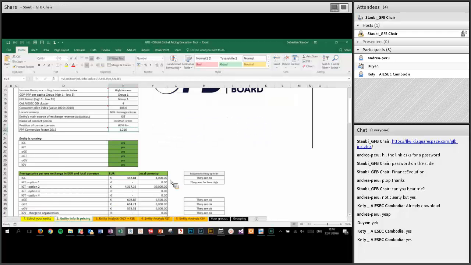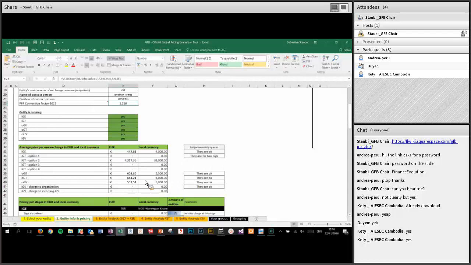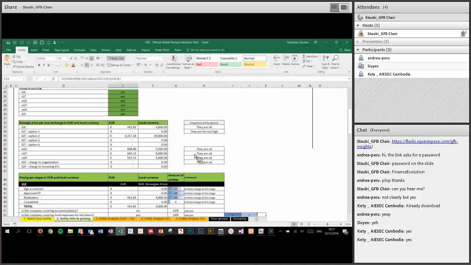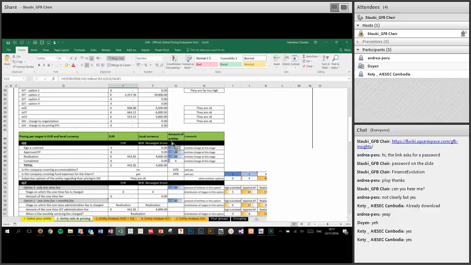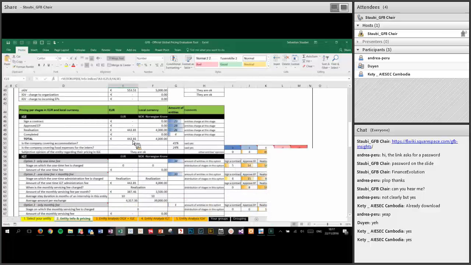Okay, then you see what the entity is running. So what your entity is running and the prices, in euro and in the local currency, and then the subjective entity opinion. So in Norway we have extremely high prices for IGT, for example, and they say it's by far too high. Okay, so we have pricing per stages in euro, and this is just an overview about how the entity is pricing and what is covered normally. So is the company covering accommodation, or is it also covering food for expenses of the intern, etc.